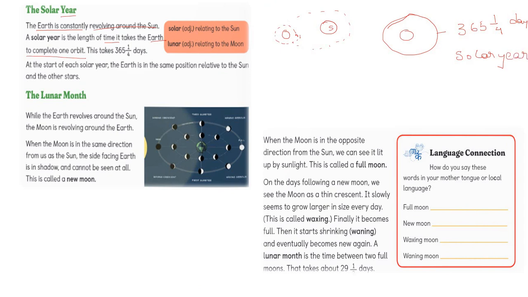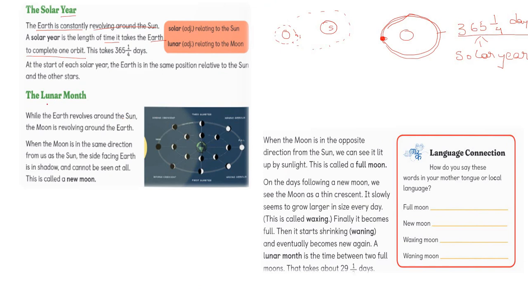Solar year. At the start of each solar year, Earth is in the same position relative to the Sun and other stars. So the time taken by Earth to revolve around the Sun is called a solar year and it has 365 1/4 days. Okay. So the year like this will have 365 1/4 days.